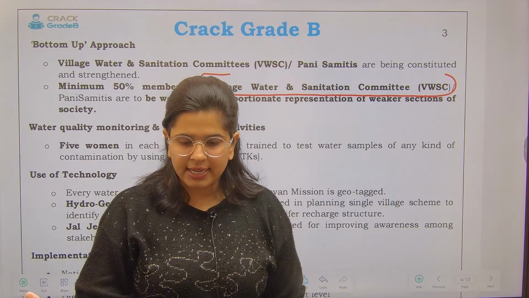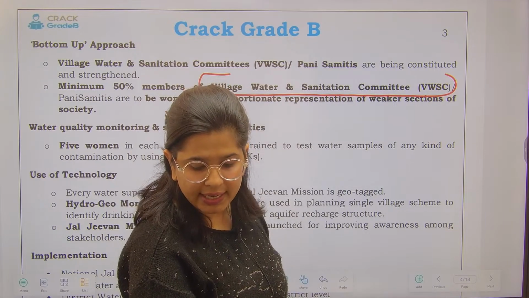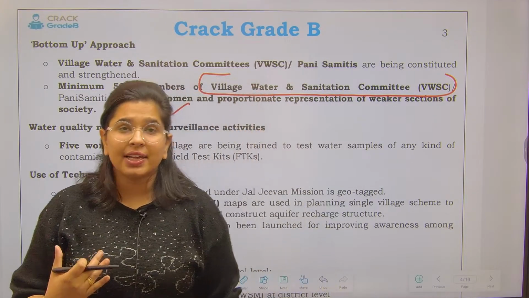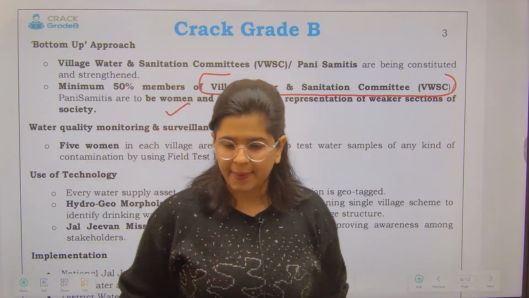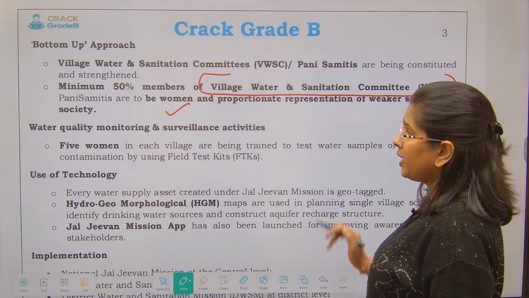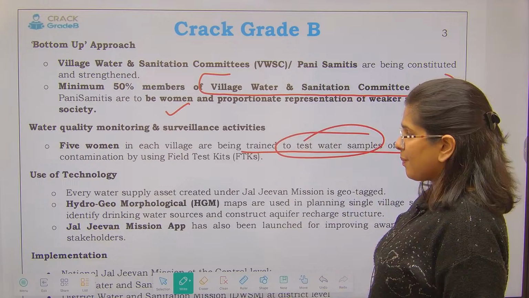In Hindi, if we take it as, they are also called pani samitis, water and sanitation committee, and out of it we have taken the pledge that okay, 50% of them should be women. Water quality monitoring and the surveillance activities, so 5 women in each village are going to be trained to test the water samples.